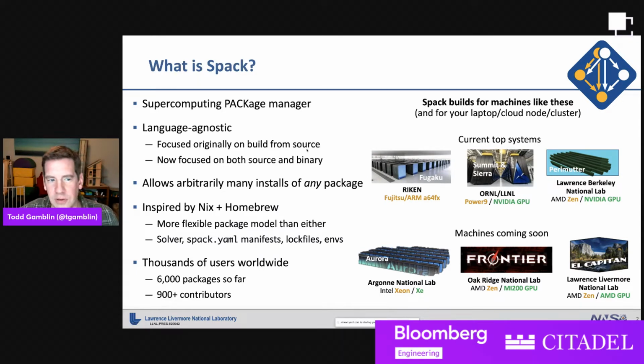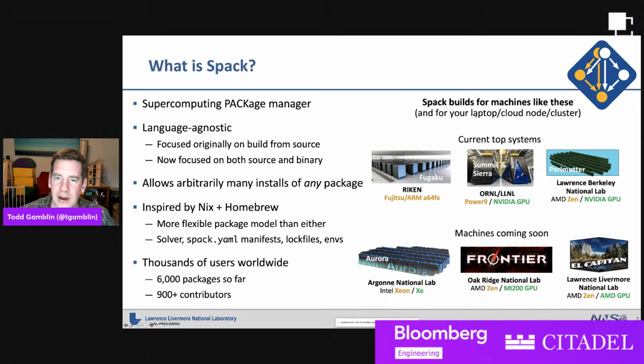It allows you to install arbitrarily many versions of any package. And so we allow some divergence of versions. You can have as many versions of one thing installed as you want, but within a process, you have to have one version of any particular package. It's inspired by Nix and Homebrew, and Nix in the sense that we allow all these different versions of things, we hash them. Homebrew in the sense that the DSL looks an awful lot like Homebrew. It's just in Python. And there's thousands of users, I'd say still mostly in the HPC community, and lots of contributors.